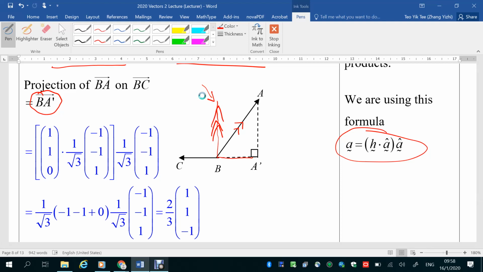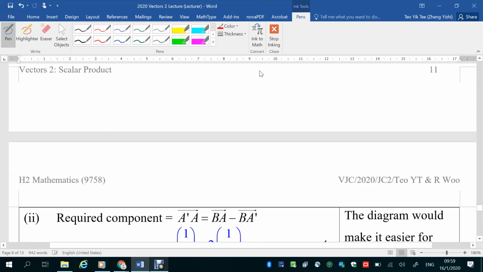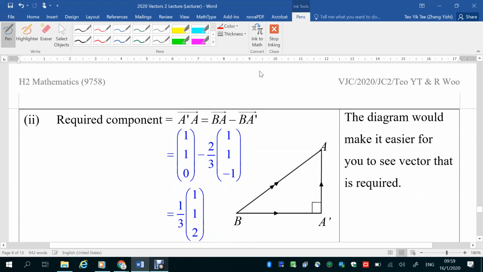Now what I want you to look at is this vector, the one that I drew in bold, parallel to A prime A. So it's as good as asking you to give me the vector A prime A. That's what's happening in your next solution. I'm trying to find A prime A, and how to do this is your vectors addition. A prime A comes from BA minus BA prime.